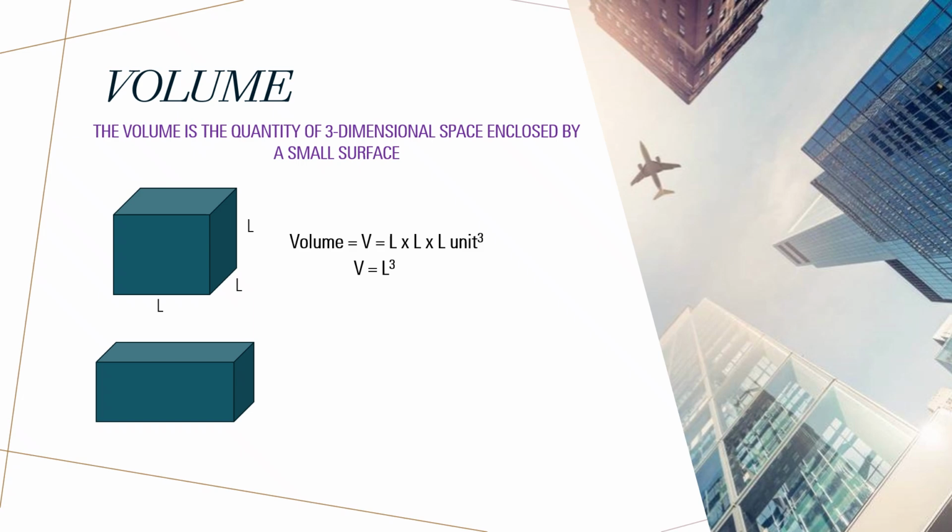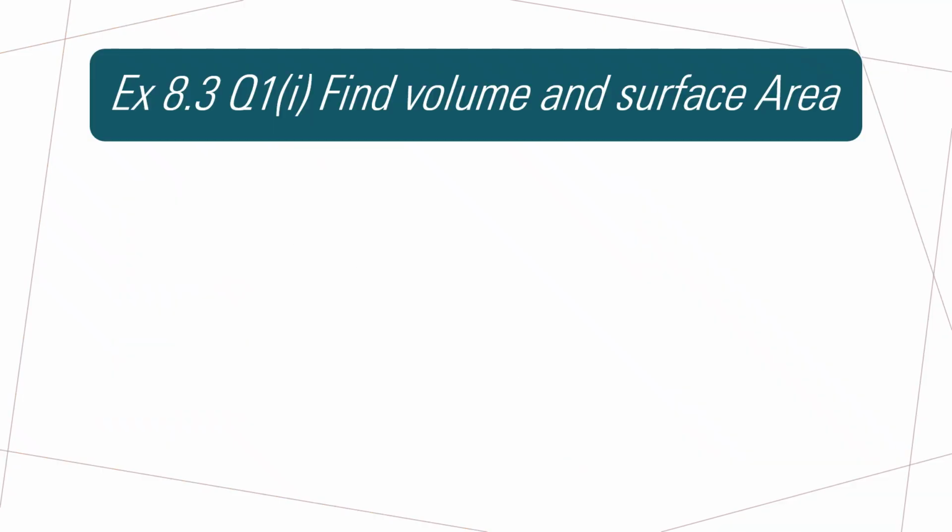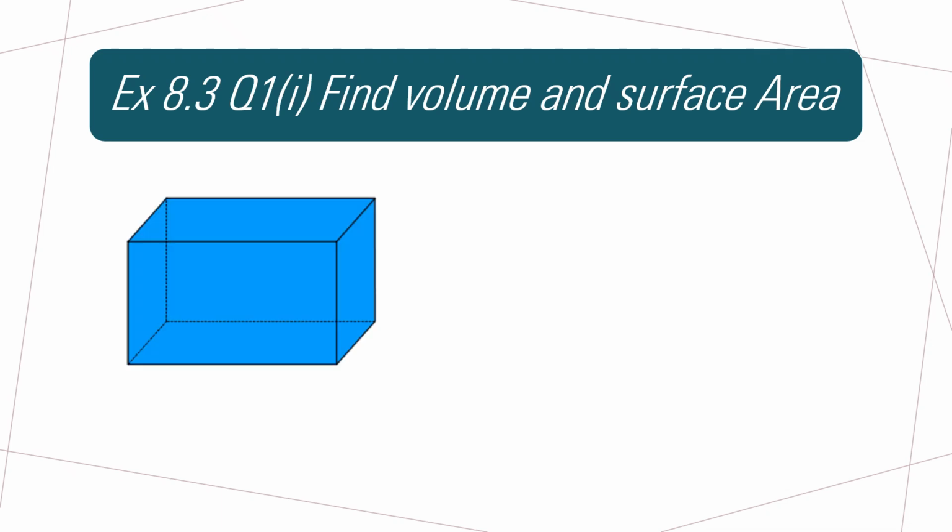Then we have a cuboid. It has 3 dimensions, length, breadth and height, and we can find out its volume by multiplying all 3 dimensions, and whatever unit we will be having with the measurements, we will write this cube or small 3 as a power with it. Now exercise 8.3, question number 1, part 1, find volume and surface area of this shape.